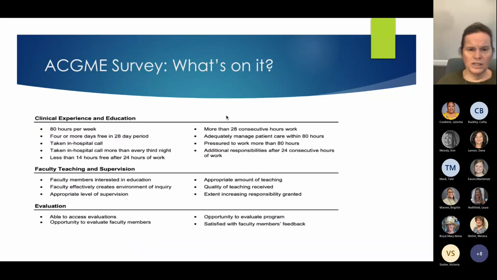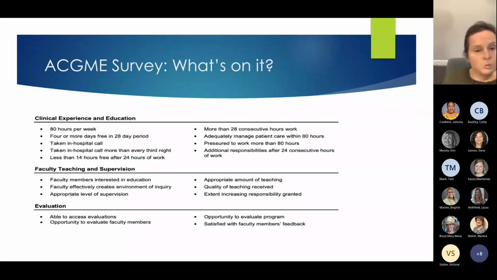When we look at each one of those sections individually, as far as what's on it, when we're looking at the clinical experience and education, they're really focusing down on the work hours. Are they working more than 80 hours a week? Do they have 4 or more days free in that 28-day period? How often are they taking in-hospital call? Is it less than every third night? Do they have 14 hours after they're 24? Are they working more than 24 plus 4? Can they get their work done in the 80 hours? Do they have more responsibilities that can cause them to continue to work after that 24 hours?